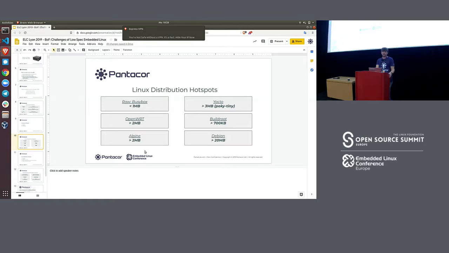We are already in this yard of 64 meg RAM, and then those guys usually just save on storage. I don't know. I mean, that's what I see in those routers, right? They have 8 megabyte storage, or they have 16. So if you want to do something useful.